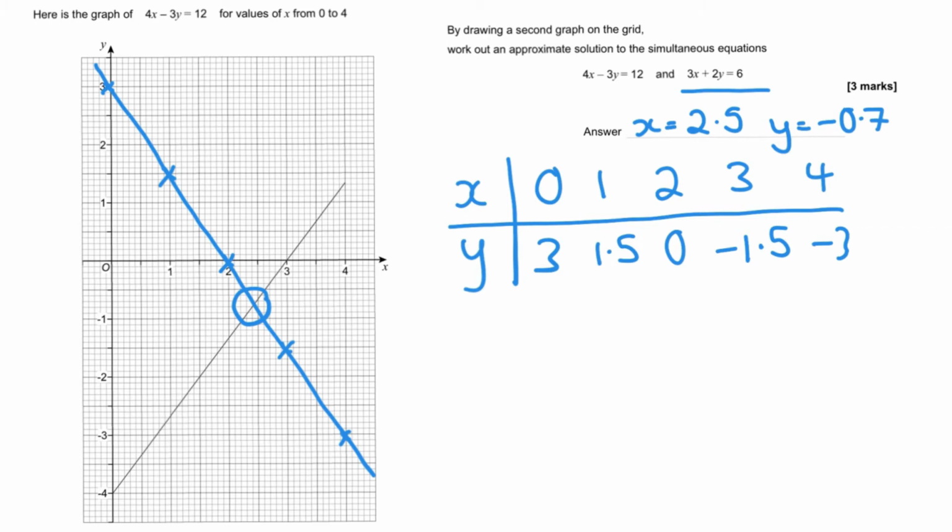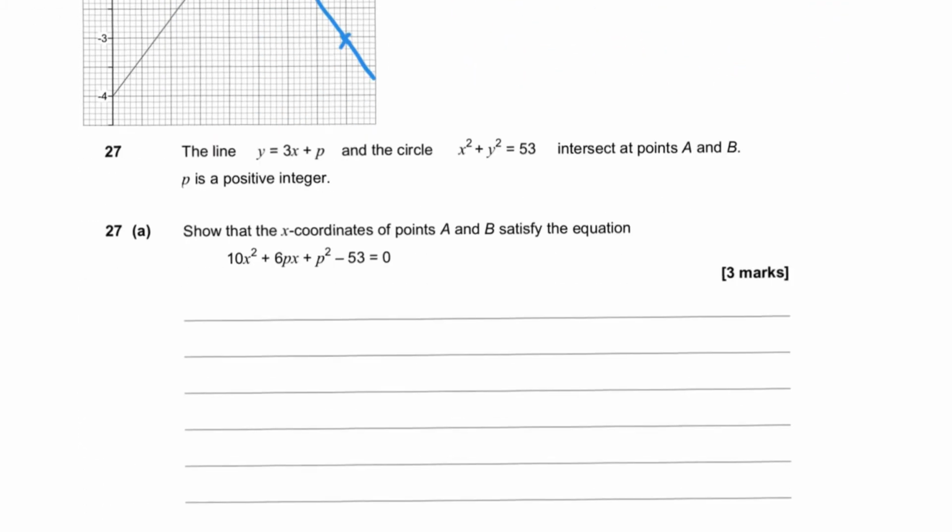This is one of those questions where the examiner will give you marks even if your answer is slightly different from what they've got written down, as long as you've drawn your graph correctly and the answer that you've given is the point on your graph where the two lines cross. Even if it's slightly different from their mark scheme, as long as you've interpreted the graph and shown that you know that the answer is where the two lines cross, you'll get the marks regardless.